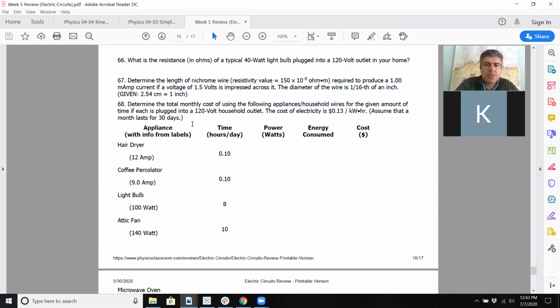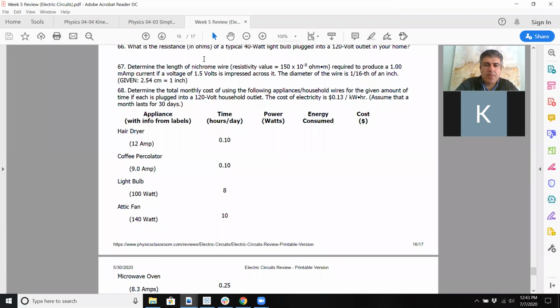Okay, so for 67, determine the length of a nichrome wire. The resistivity is given to you right there. It's required to produce a 1 milliamp current if a voltage of 1.5 volts is impressed across it. The diameter of the wire is given. And again, you're trying to get the length. So remember, there's a formula that goes with that.